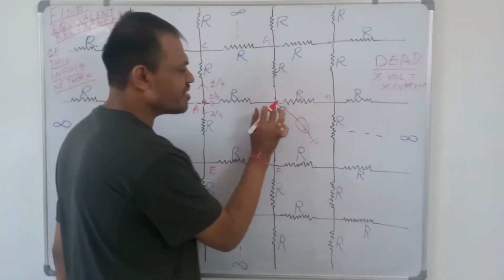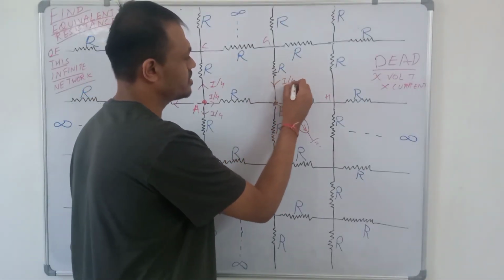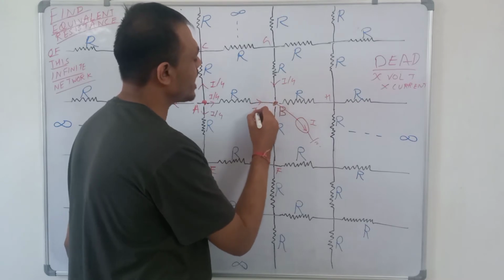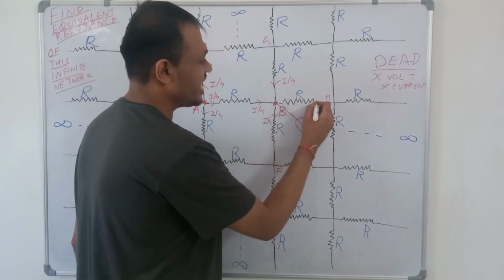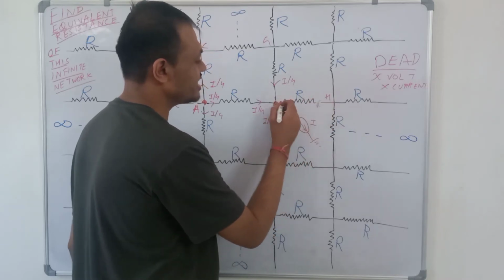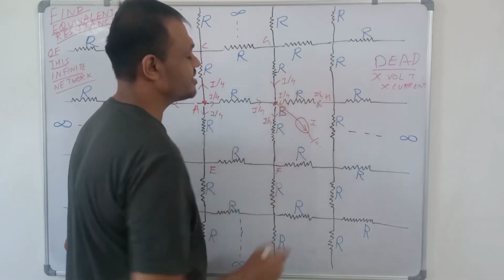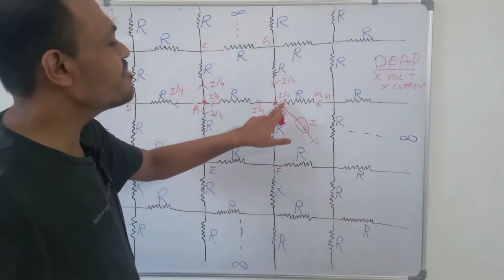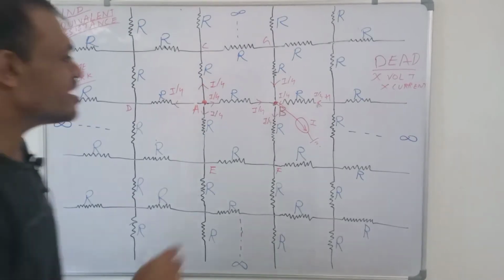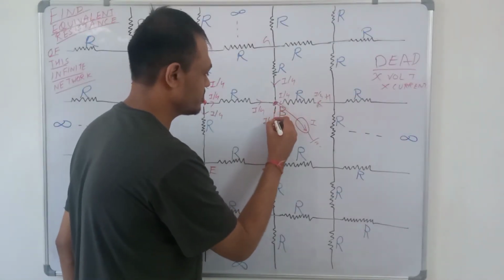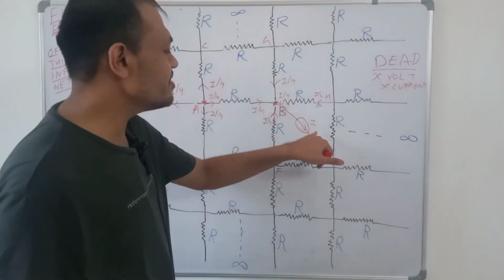So this current is coming from all these branches equally. So it is I by 4. If this current is I, then this is also I by 4. In this direction also I by 4. And in this direction, from this resistance also I by 4. And below also I by 4. So these I by 4 add up to give I here.